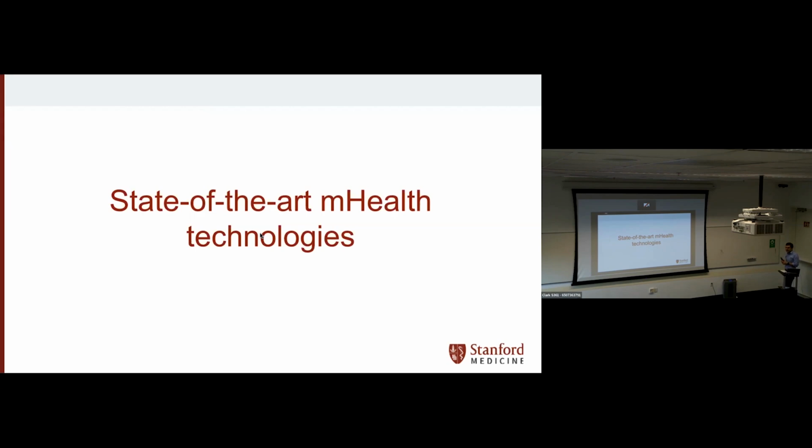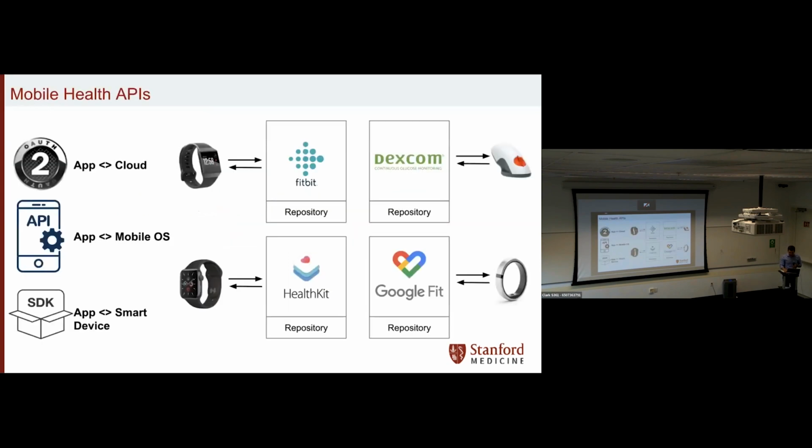And in the next two slides, we'll talk about state-of-the-art health technologies. We'll talk about two examples here. The first one is mobile health APIs. Speaking of mobile health APIs, you have three scenarios.